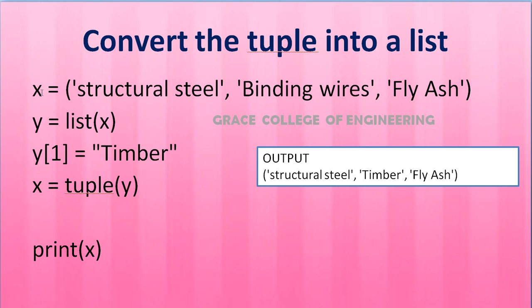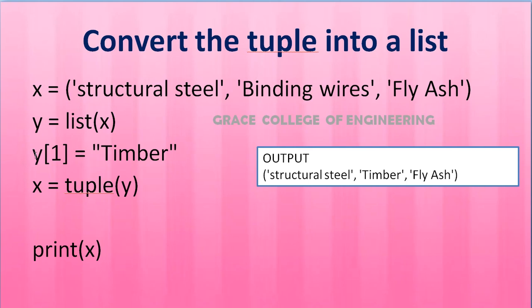See the program. x is a variable which is created. The tuple is created, right? Normal round brackets, so based on that you can identify it. This is a tuple: structural steel, binding wires and fly ash. Next, the second line, y is equal to list of x. All the tuple elements will be converted to a list and stored in the y variable.